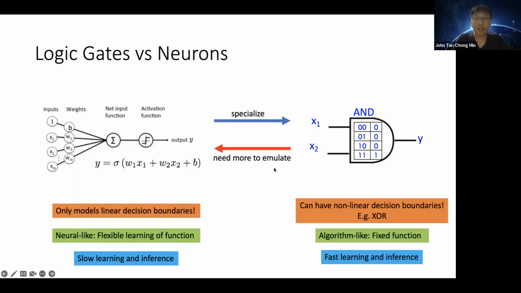All right, do you want to add any more things to this before I move on to the next part? Yeah, it's quite interesting actually, this idea of using logic gates.